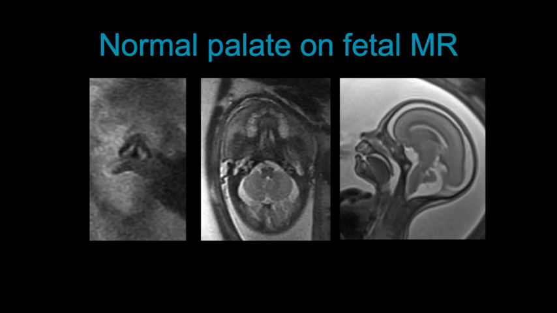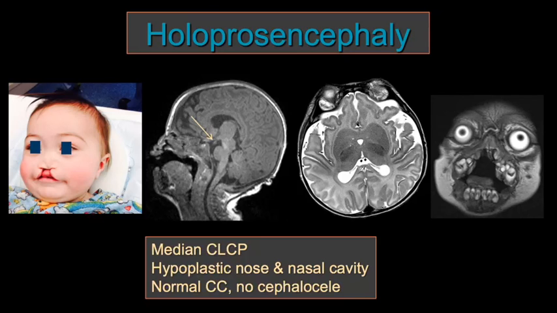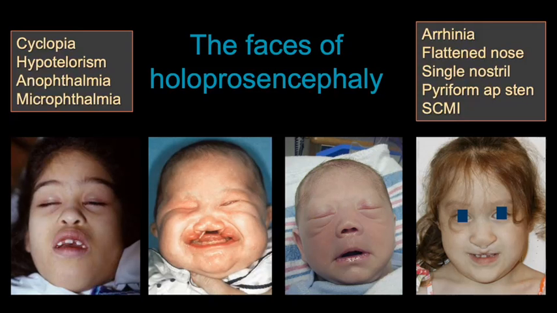Here is the normal palate and upper lip on fetal MR. The normal palate is U-shaped and is well seen as outlined by amniotic fluid. This is an example of a midline or median cleft lip and palate. The premaxillary segment is completely absent. The nose appears flattened or absent. Postnatally, this patient was found to have lobar holoprosencephaly, and there is the wide cleft with deviated nasal septum. It is said that the face predicts the brain for holoprosencephaly.